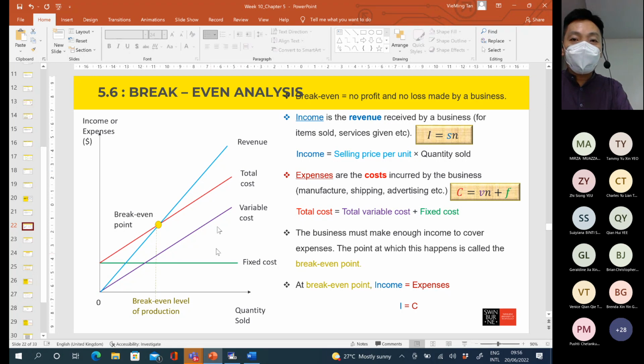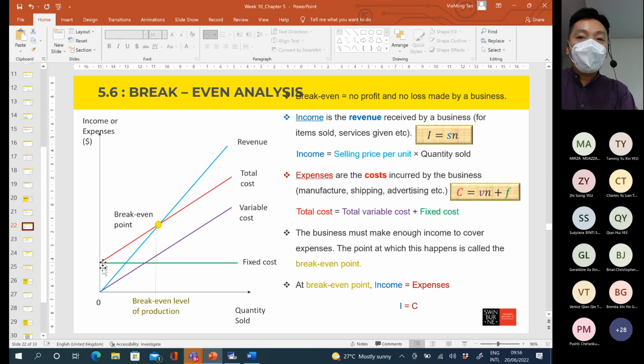But the total cost and the fixed cost have the same C value, remember? The total cost and the fixed cost have the same C value, the intercept. The intercept on the y-axis is the same. Okay, so far so good.